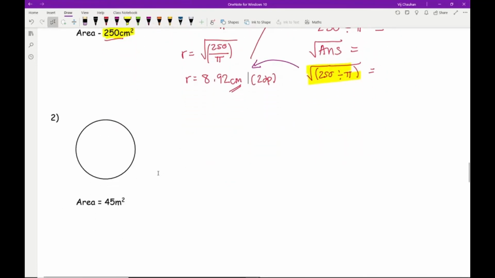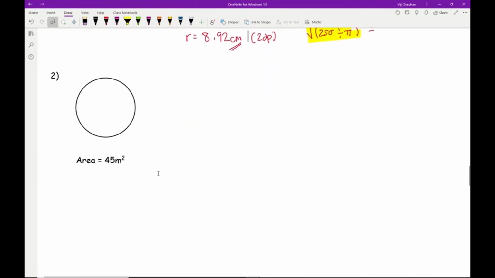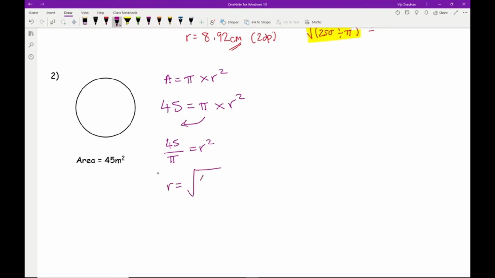So let's have a look at another one. Here, question 2. So again, working out the area. So a equals pi times r squared. The area is 45, so I've got 45 equals pi times r squared. The first thing I'm going to do is divide by pi. So I've got 45 over pi equals r squared. So r equals the square root of 45 over pi.